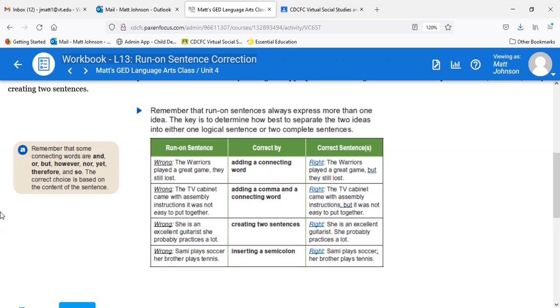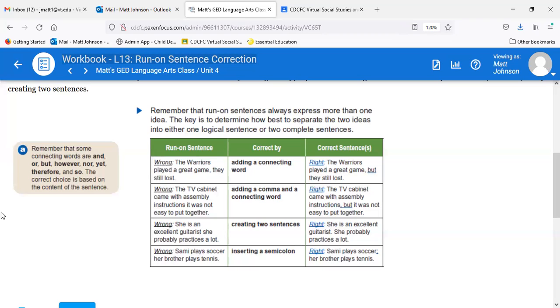We would change the punctuation, right? If I said the TV cabinet came with assembly instructions, semicolon, however, comma, it was not easy to put together. You would do the same thing with nevertheless. Again, it's one of those weird English rules. If I use but, I just need the comma. If I use however, therefore, nevertheless, any of those, I need semicolon, comma, separate two whole ideas.